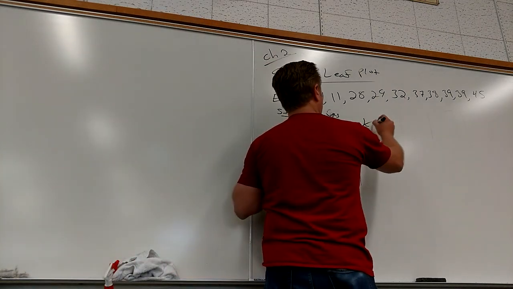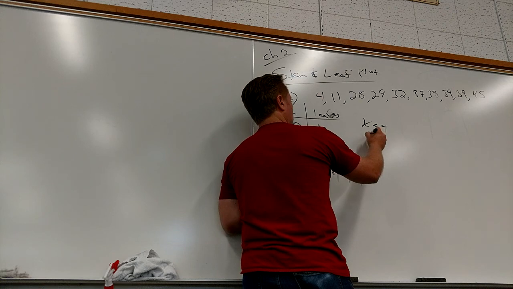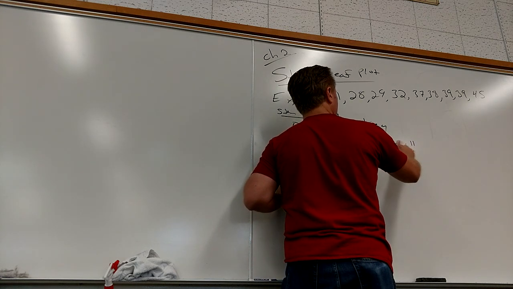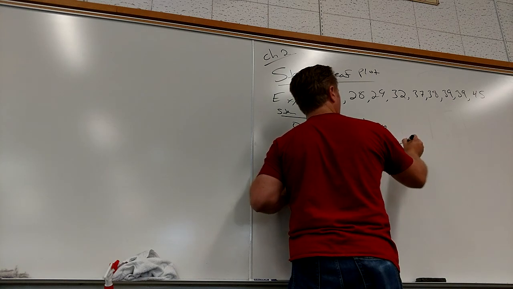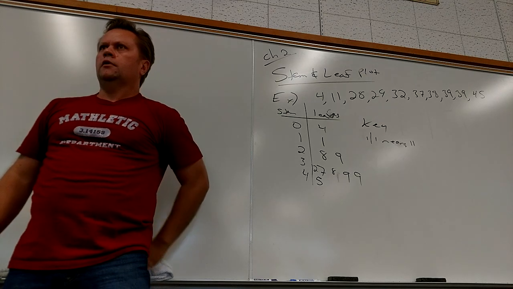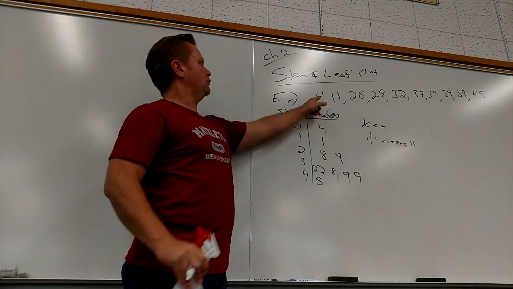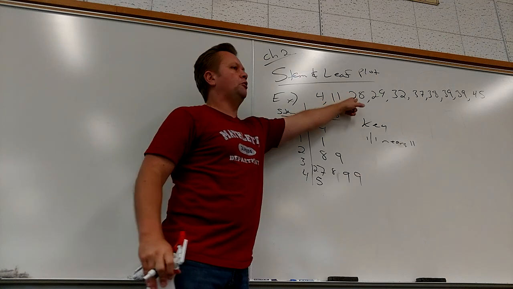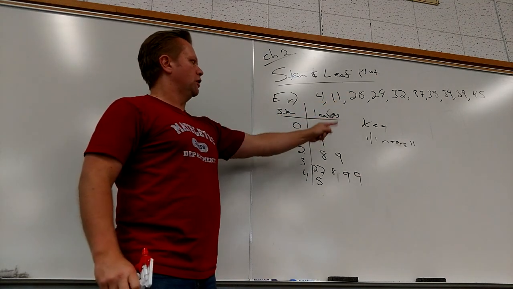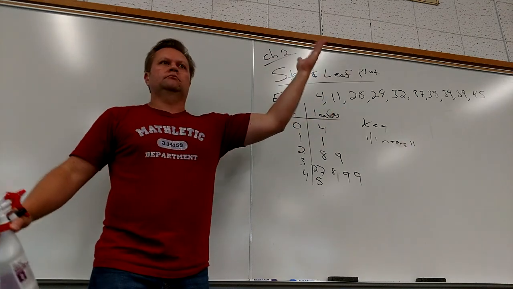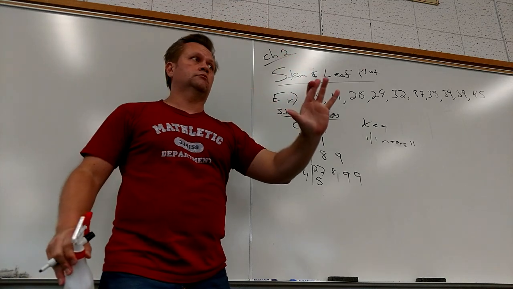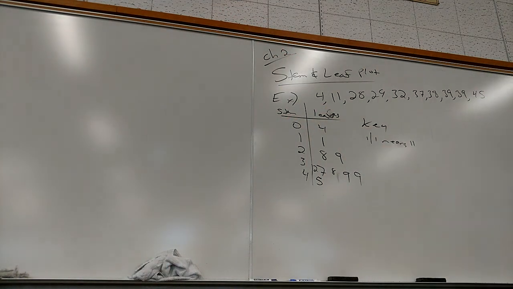So the key here would just be like 1 means 11. That's my little key. Because the stem and leaf, if it would have been 0.4, 1.1, 2.8, this would have looked exactly the same. My key would have just said 1 means 1.1. Okay, I like it.